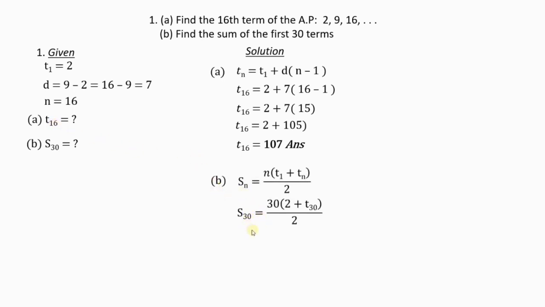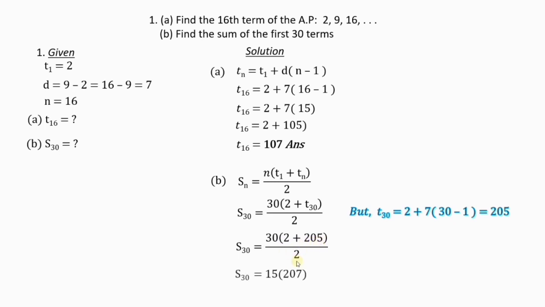That is our 16th term. And B, our n is 30. S30 equals 30 divided by 2 times T1, which is 2, plus T30, because we do not know T30. So we need to find our T30 before coming back to this equation. T30 equals 2, the first term, plus 7, the common difference, times 30 minus 1. This will give you 205. So we substitute this 205 in this equation, which gives us 30 into 2 plus 205, divided by 2.